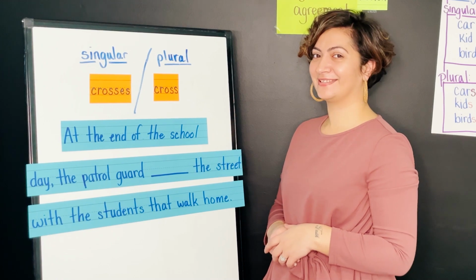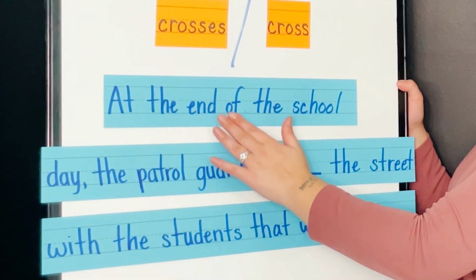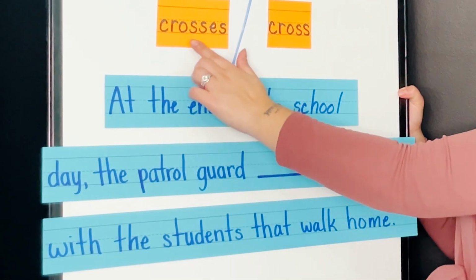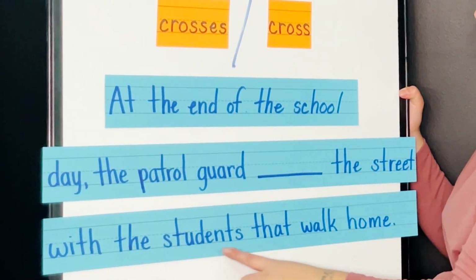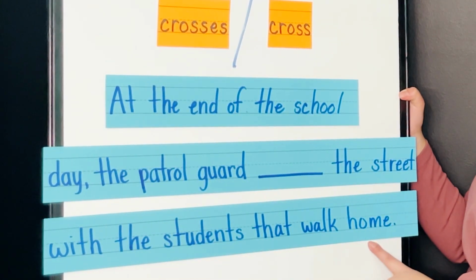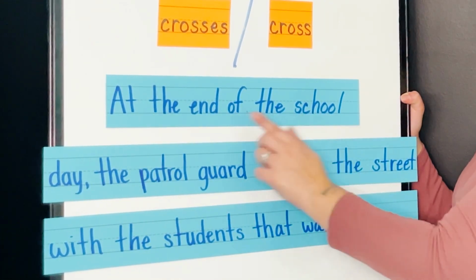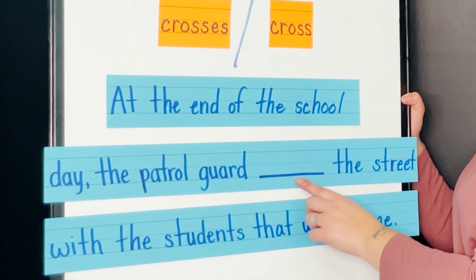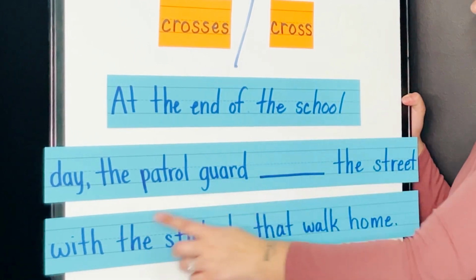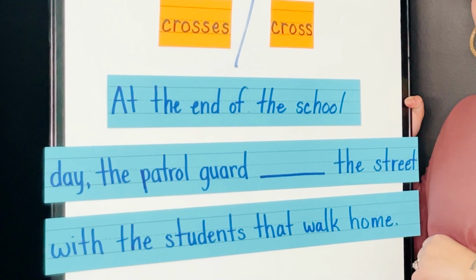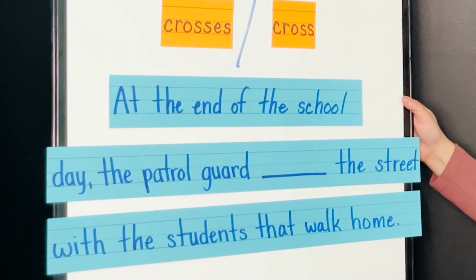You ready? Okay. At the end of the school day, the patrol guard crosses the street with the students that walk home. Or should it say, at the end of the school day, the patrol guard cross the street with the students that walk home. Go ahead and write down your choice now.